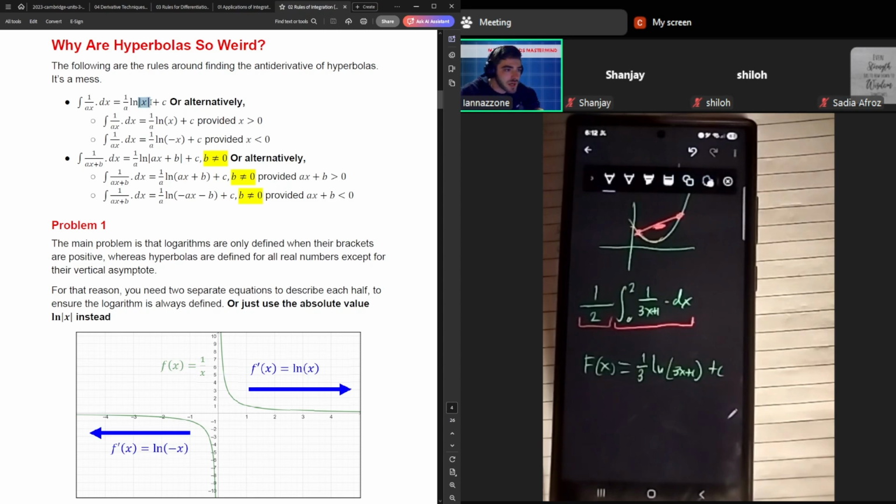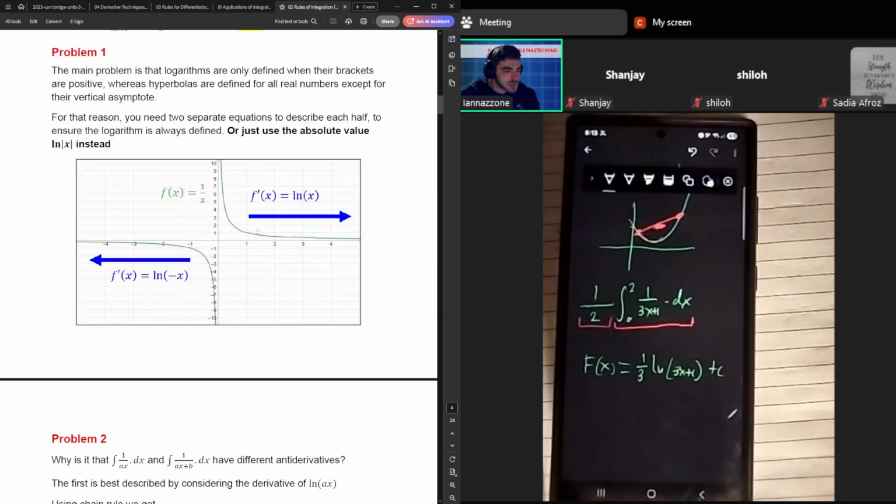So you can get around that by just saying absolute value, which is those vertical lines there, which simply means it doesn't matter if x is positive or negative, we're just going to treat it as if it was positive. That's what that means. The second problem is why we have to have a separate dot point here.